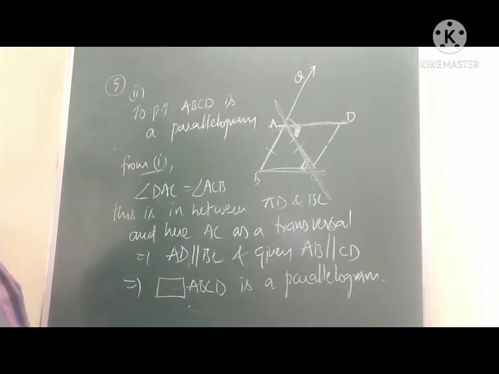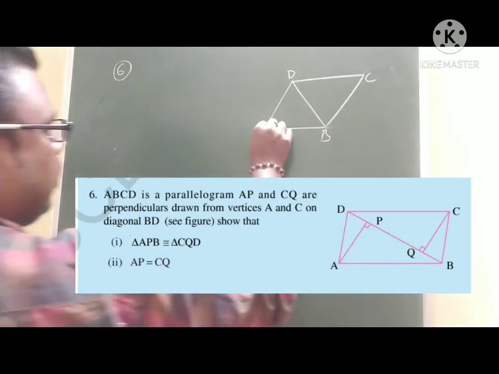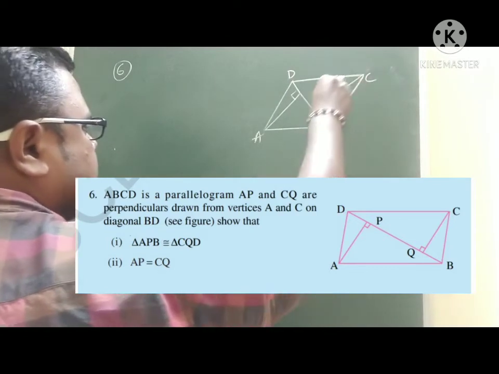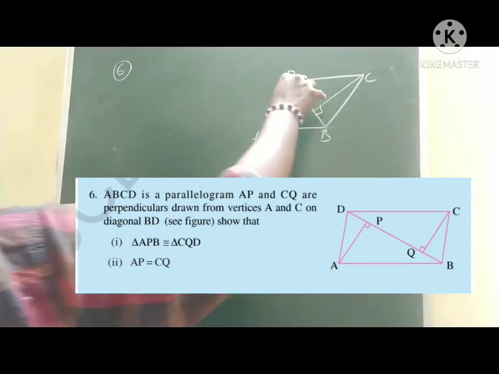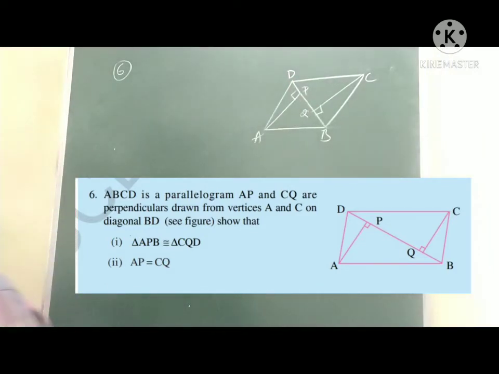Let's move on to the next question. ABCD is a parallelogram in which AP and CQ are the perpendiculars drawn from the vertices A and C on diagonal BD. So that means I need to draw one perpendicular from A and another from C, and they have been given the names AP and CQ. So I repeat again, ABCD is a parallelogram, and AP and CQ are the perpendiculars drawn from the vertices A and C on the diagonal BD.